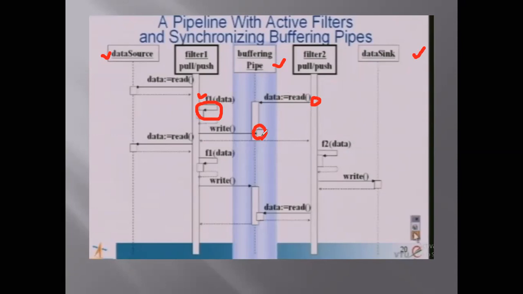After getting the write, it will do some computation here, and we can see that both F1 and F2 will be doing the computation in parallel, as this buffering pipe provides synchronization. Immediately after writing to the pipe, it will read the data again, start doing the computation, and write to the buffer. So this buffering pipe synchronizes, which makes us achieve parallelism in this concept.